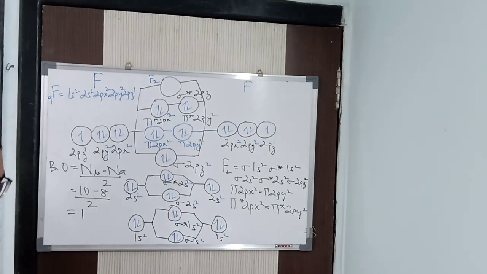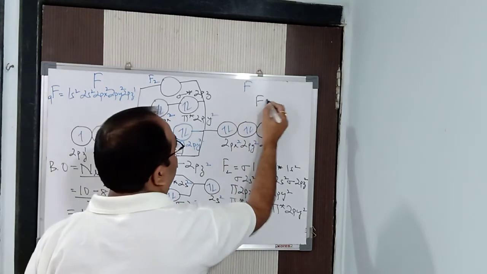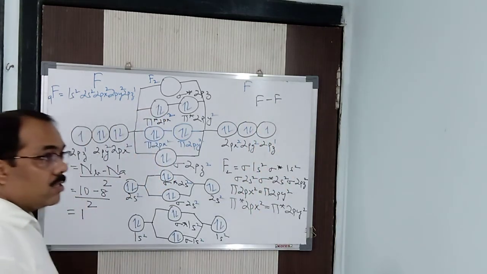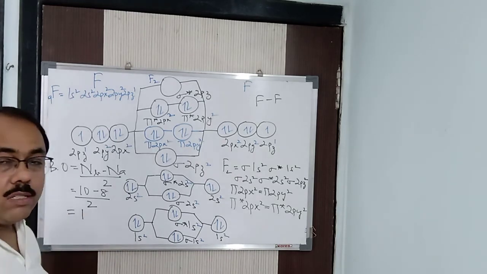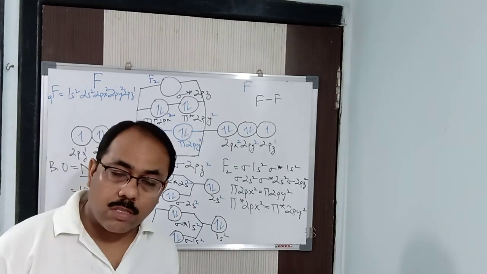Why? Because between two fluorine atoms, what do we have? A single bond. One bond only, isn't it? This is fluorine and fluorine. We have a single bond, so the bond is 1, and hence the bond order will also be 1. So bond order is equal to the number of bonds in a molecule.